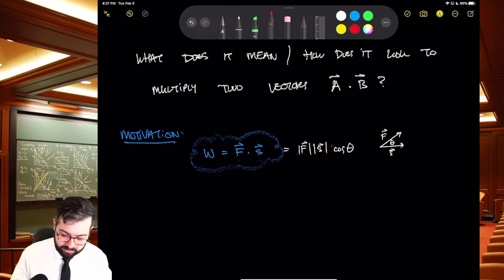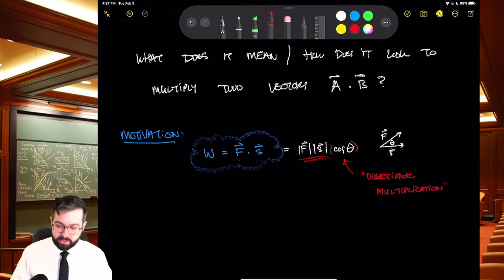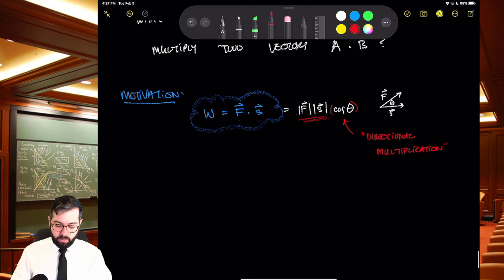This kind of does the scaling of the magnitudes. And this is why I sometimes call it, especially in R2 and R3, directional multiplication, the dot product, because this cosine, what do we remember about cosine?